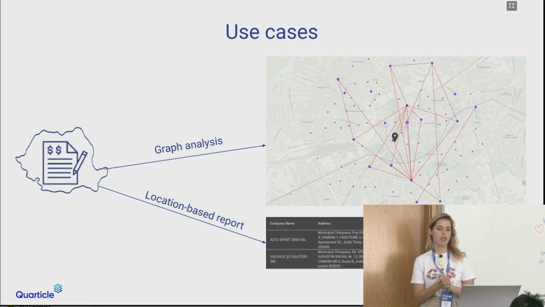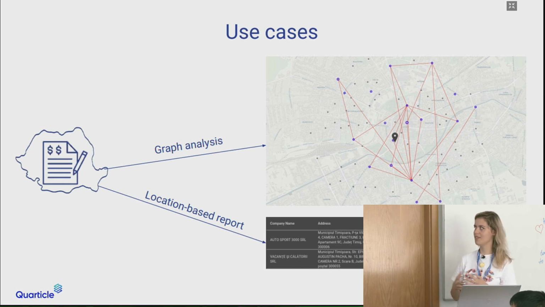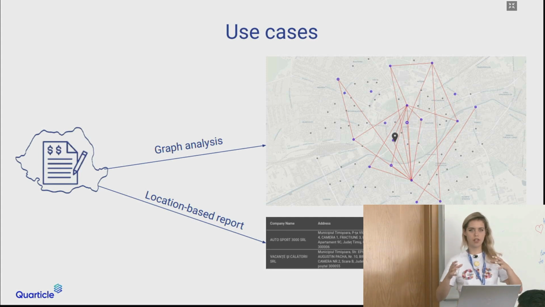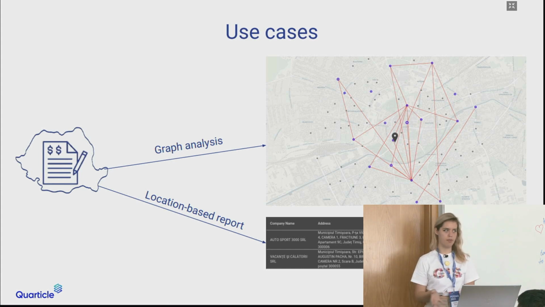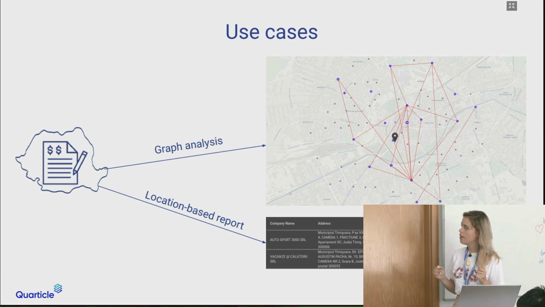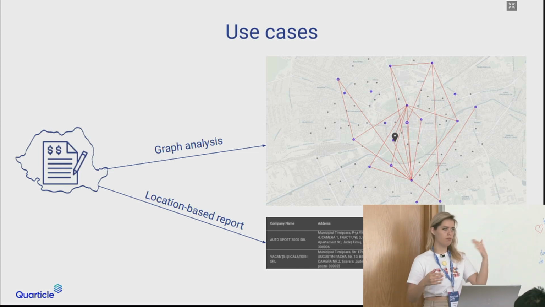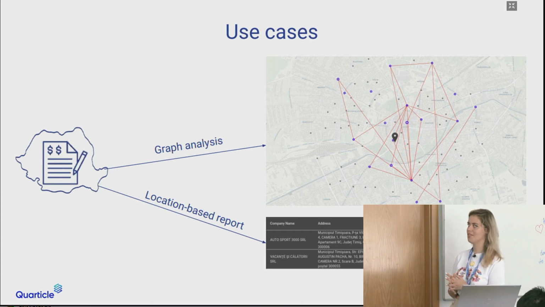And then, since we want to integrate business intelligence, but it's still a prototype phase, we generated a location-based report. So the user can have the data of the companies within a specific parameter, and then download it as a CSV and further analyze it in whatever business intelligence engine they want.